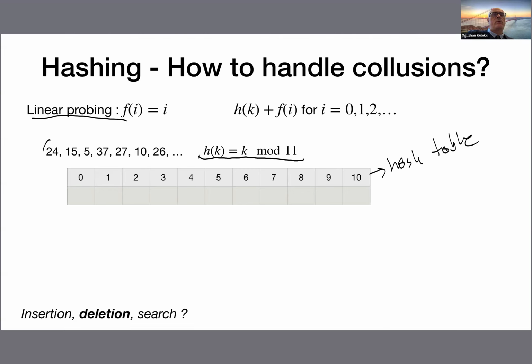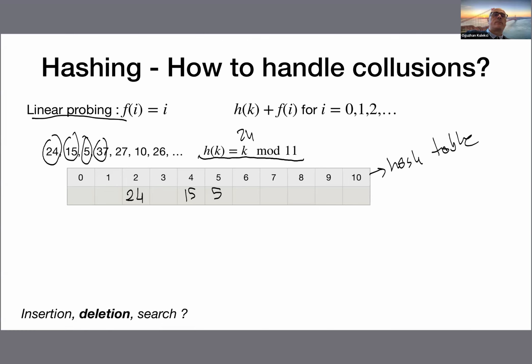The first one is 24. 24 mod 11 is equal to 2, so I will write 24 here. 15 mod 11 is equal to 4. I will write it there. 5 mod 11 is 5, so I go to the 5th position. Since these are vacant, I can just copy them.